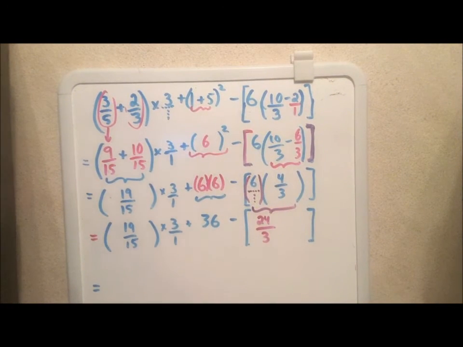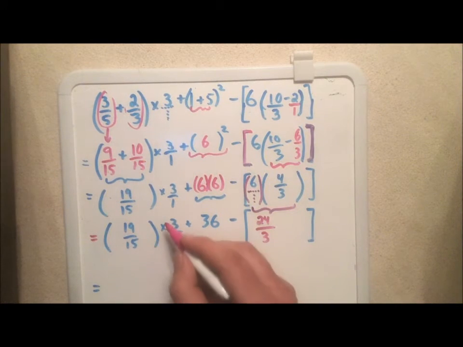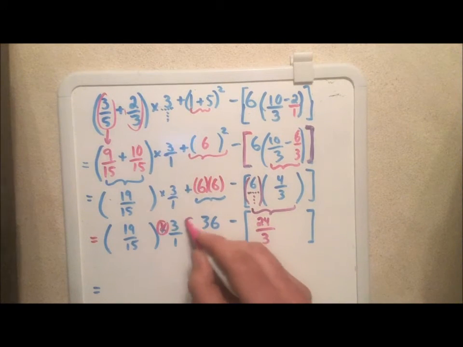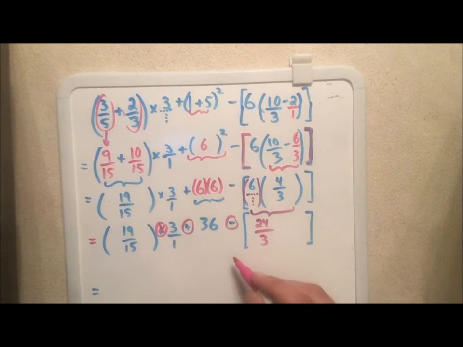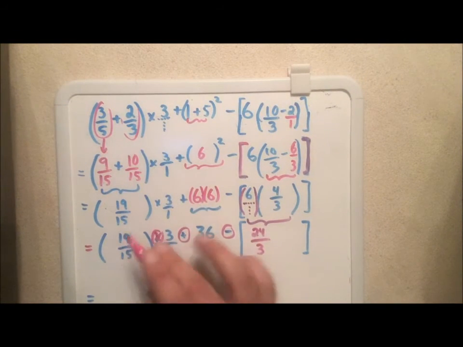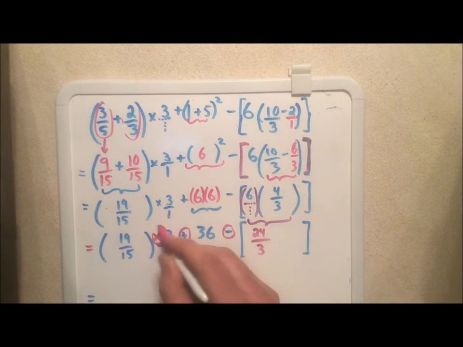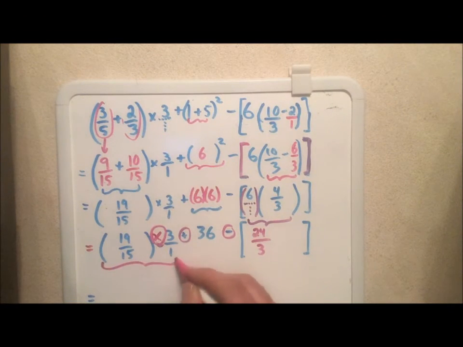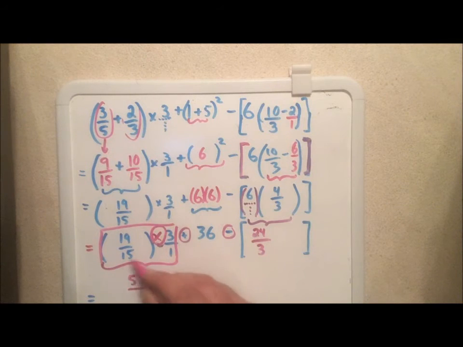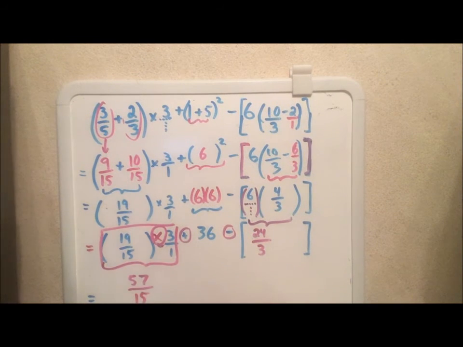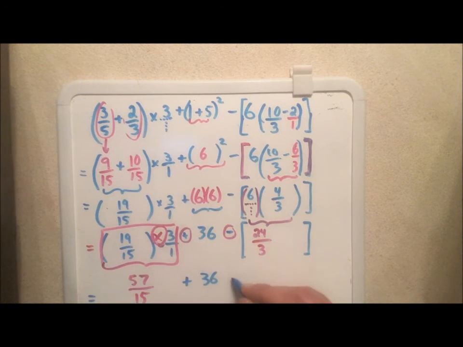In the meantime, all I have now is a times sign here, a plus sign, a minus sign, and that's it. So I'm going to do my timesing and my divisions first. So this is the only thing I'm going to do right now from here to here. So 19 times 3, that's what my package is here. 19 times 3 makes 57. 15 times 1 is 15. And then I'm going to add 36, and then I'm going to minus, we know that's 8.